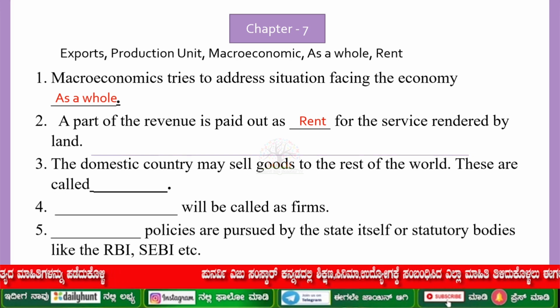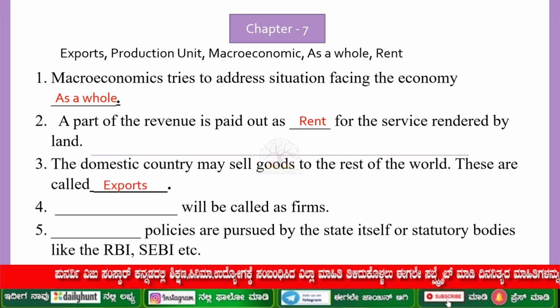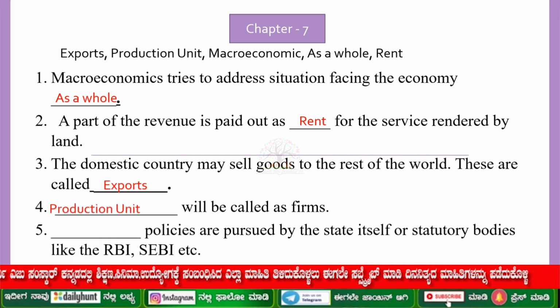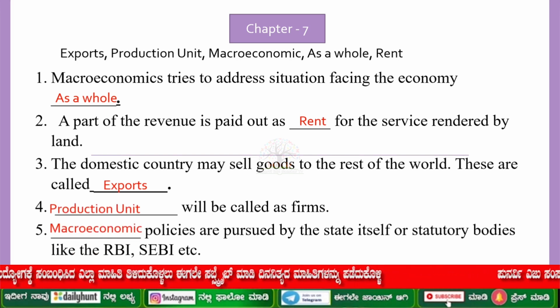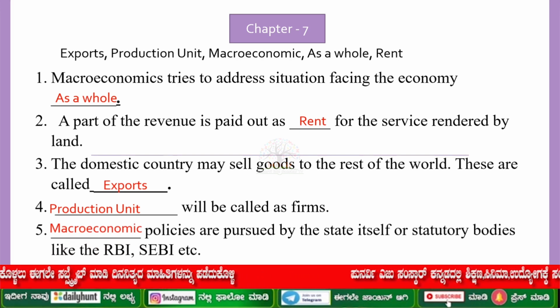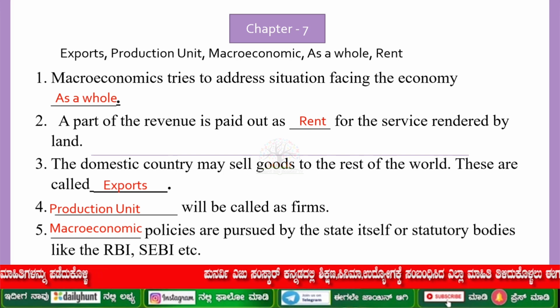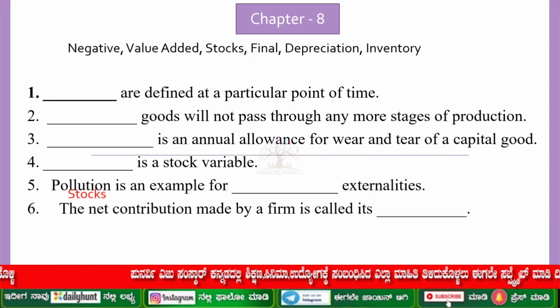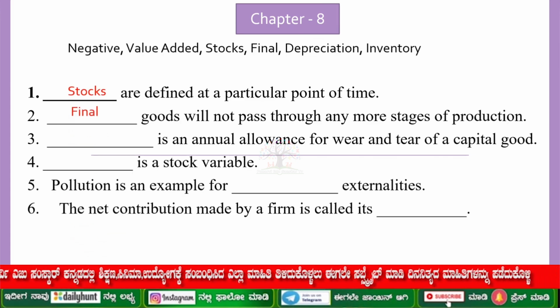The domestic country may sell goods to the rest of the world. These are called exports. The production units will be called firms. Macroeconomic policies are pursued by the state itself or statutory bodies like RBI, SEBI, etc. Stocks are defined at a particular point of time.